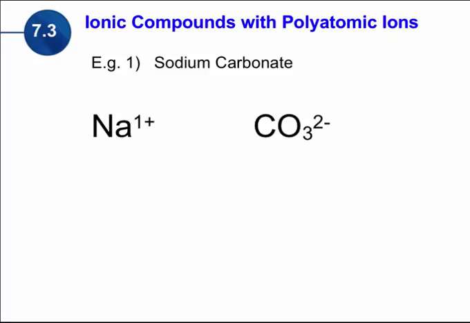Now once we have this, it's no different than what we've been doing before. We need to balance the charges. So we need more sodium, and now if we look at our balanced charges, we have 2 plus and 2 minus. We can combine them together, and we have 2 Nas with 1 CO3, and we have Na2CO3, just the same as we've been doing before.